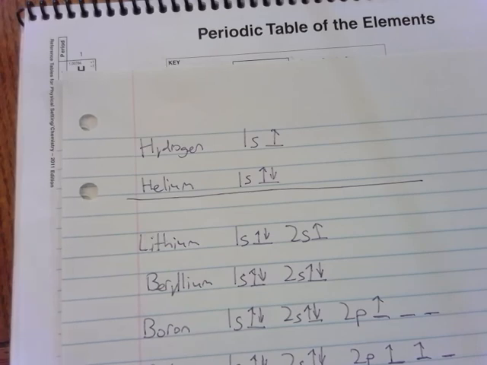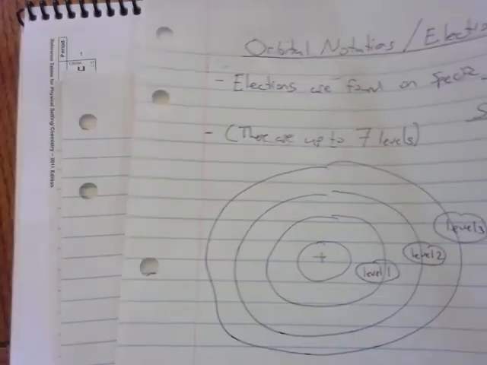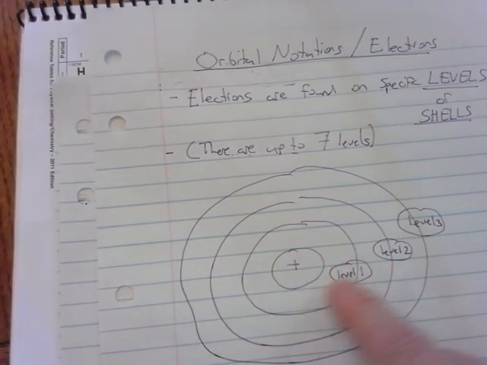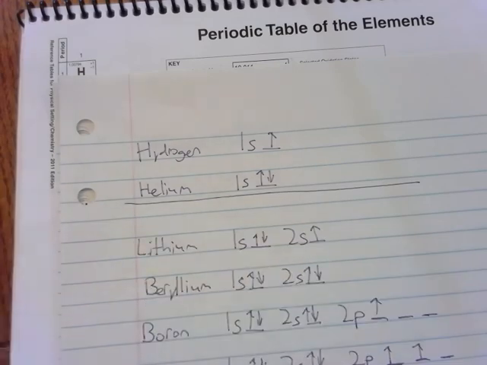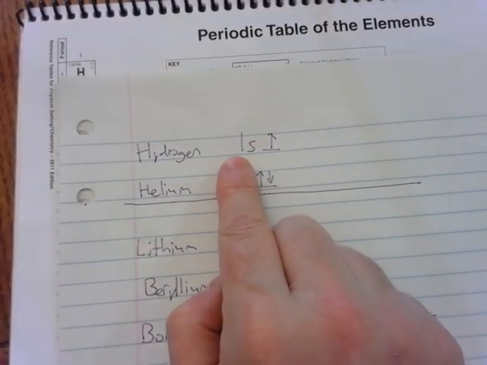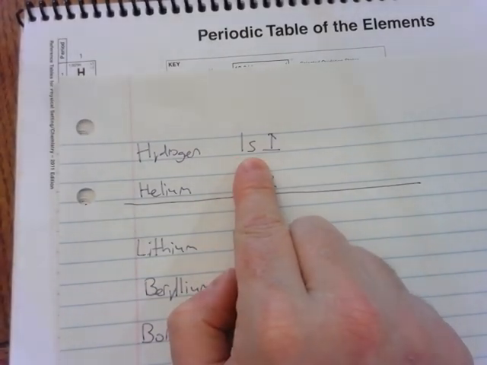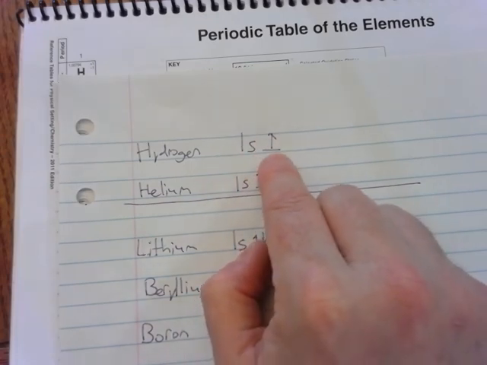Let me go back to my very first page of notes. It would be somewhere in this level, somewhere floating around here. And what do we call that area? That is the 1s. So to designate that, I've written 1s with an arrow.